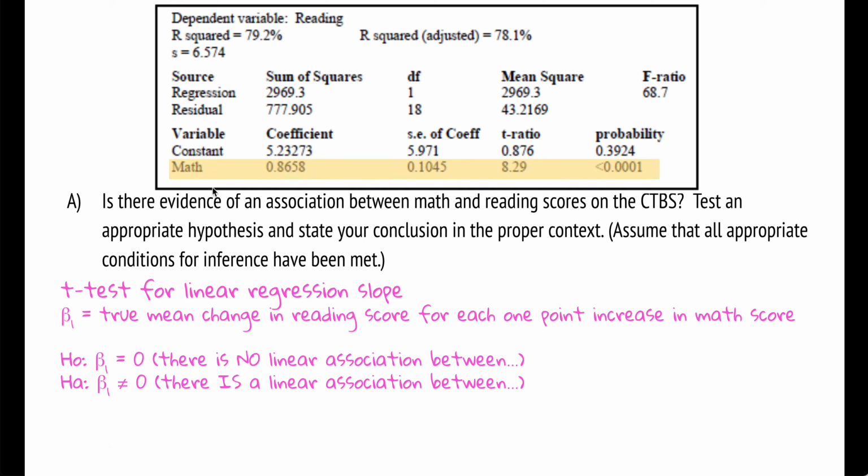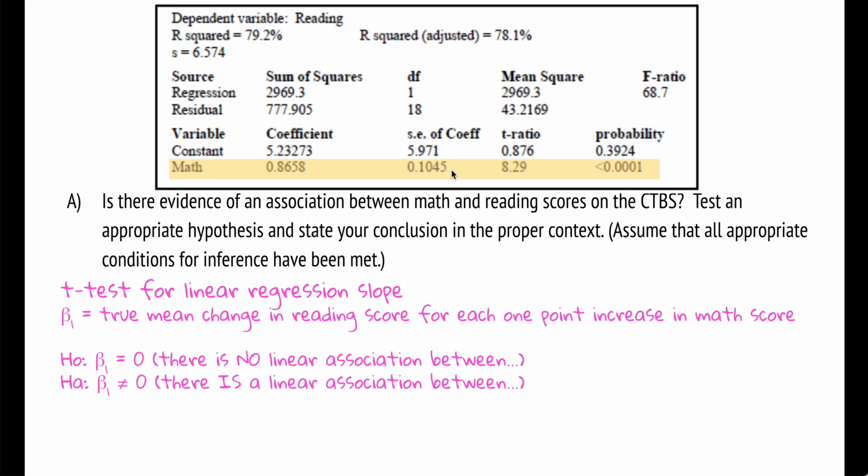So to get all the numbers we need for those calculations, I'm looking at the row in the table that starts with our x variable, right? That is the slope row, is what I like to call it. Because that is what we are testing for, a slope, that is the row that I need. I don't need anything else in this entire problem. I only need the slope row. So this first number under coefficient, that is the slope from our sample data. So the slope from our sample is 0.8658.